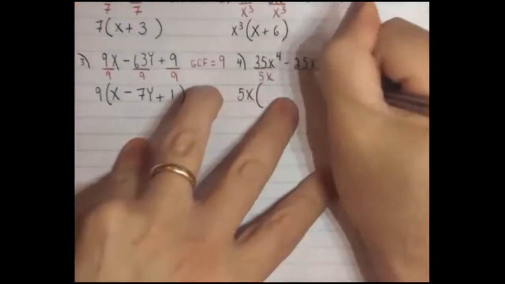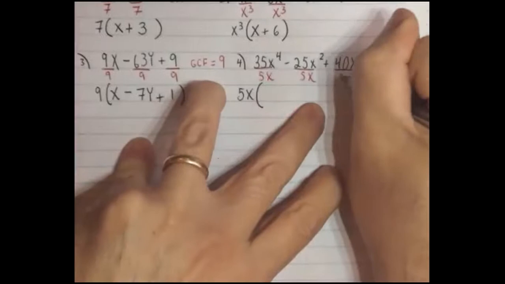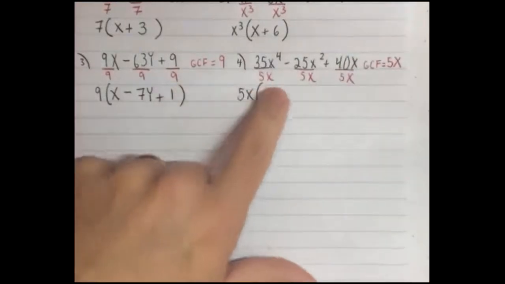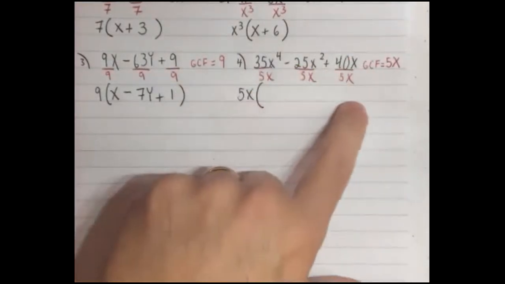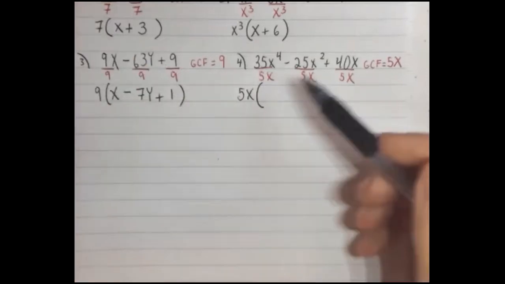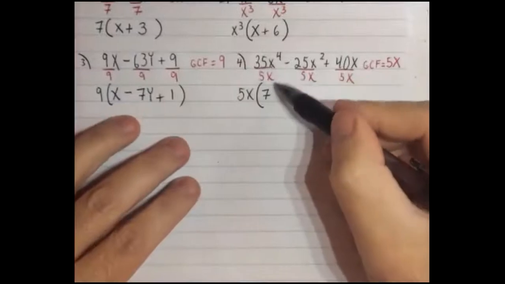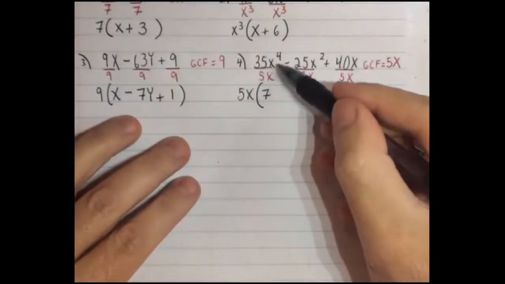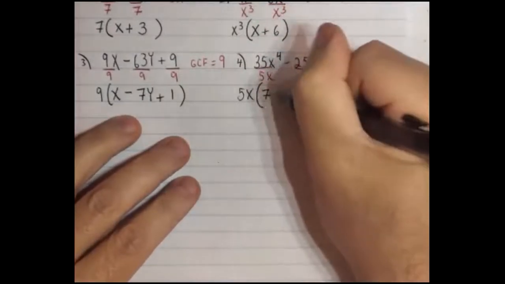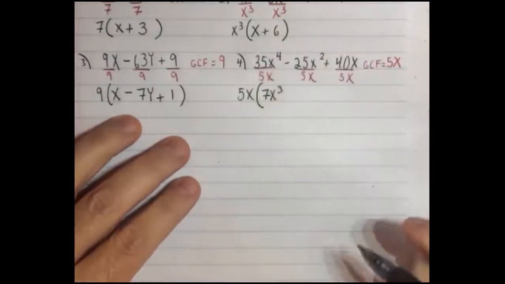Again, what does that mean? That means I'm pulling out 5x from each one of these terms. In other words, I'm dividing 5x into each of these, and that's what I'm going to get inside my parentheses. So 35 divided by 5 would give me 7. And I'm dividing, there's 4 x's and there's 1 here. So if I pull an x out, I'll be left with x to the third, or 3 x's.